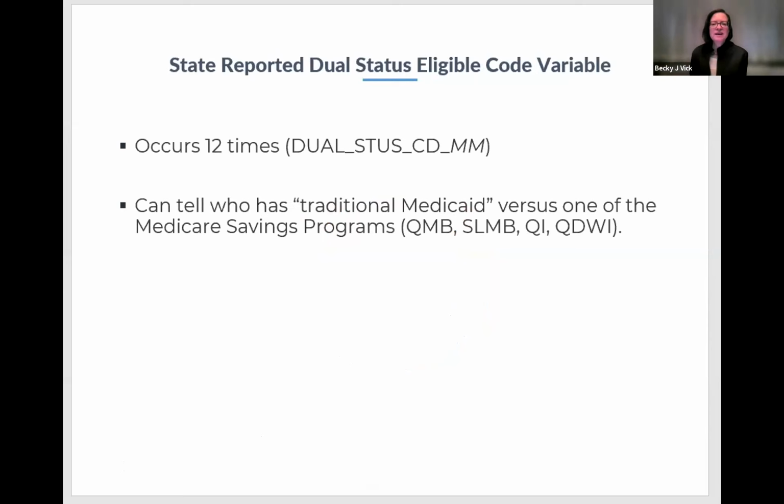Okay, so moving on, another set of variables that point to those with low income are the dual status variables. The dual status codes also occur 12 times, one for every month. And it will tell you who has traditional Medicaid versus one of the Medicare savings programs, QMB, SLMB, QI, QD, WI. Sometimes they're called QIMB, SlimB. And just if you're not aware, Medicaid is administered by the states. So that's how it differs from the low income subsidy. Medicaid is more of a state program.